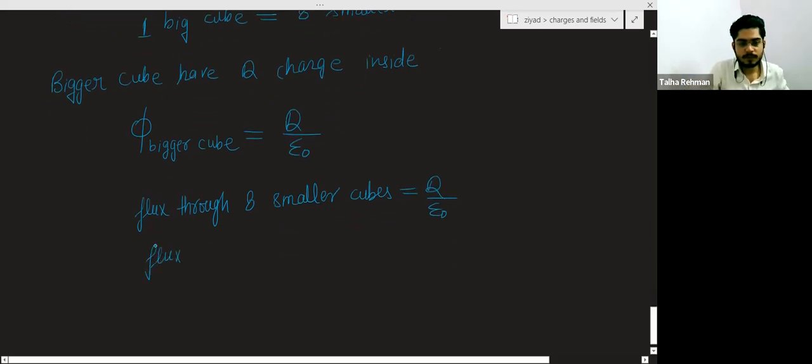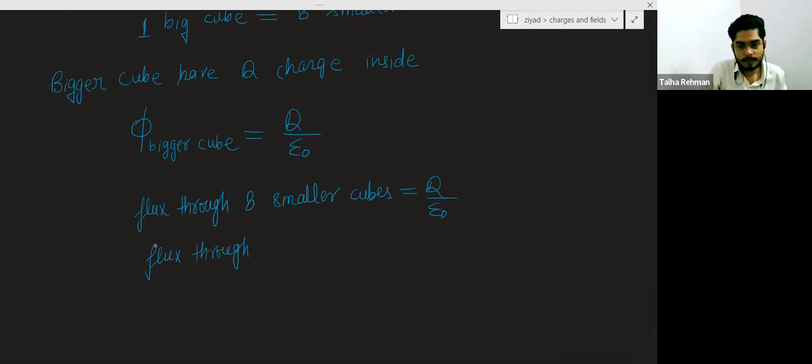flux through one small cube, what you will do, you will just divide it by 8, and this is your answer.